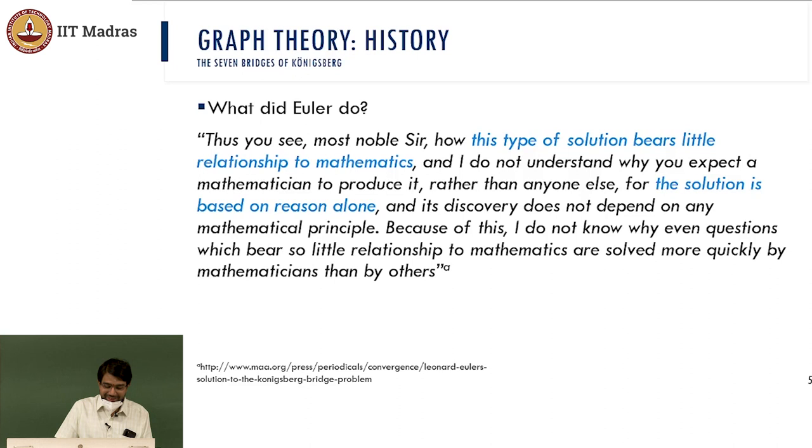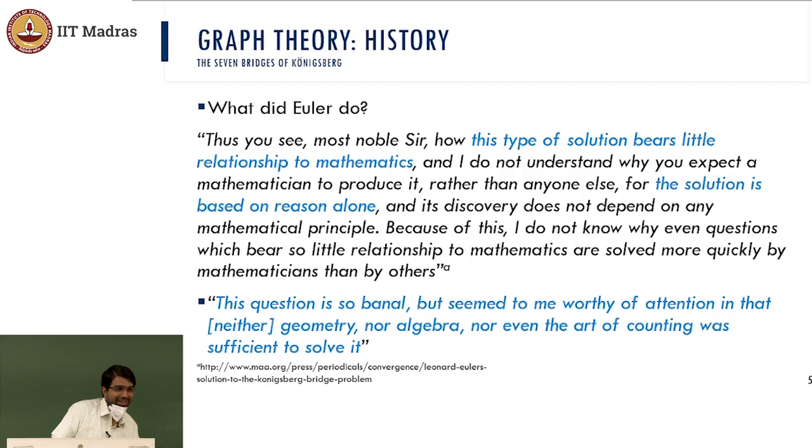And he notes very interestingly, and this is our segue for graph theory into modern science, he says this question was very banal, but it seemed to be worthy of attention because he could not solve it using just geometry or just algebra or just the art of counting. So he needed to actually work hard to solve this problem. Euler needed to work hard to solve this problem. So it became a field.